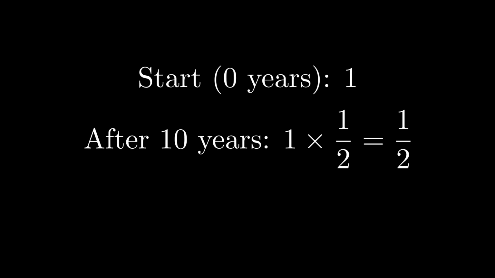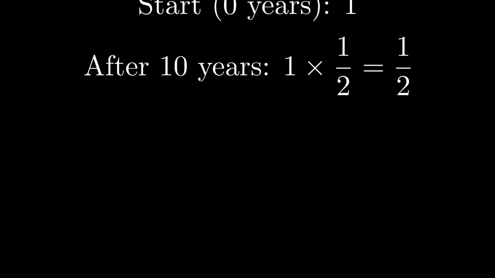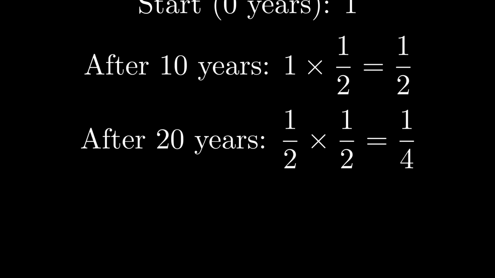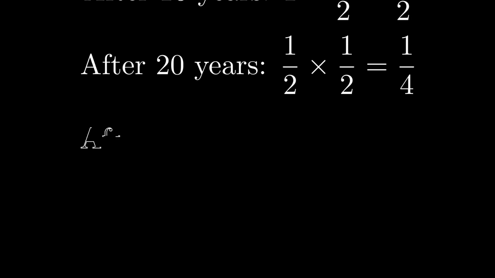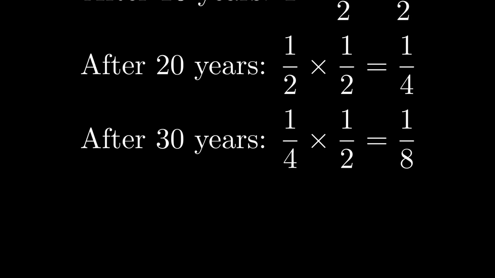One way to solve this is to track the amount of the element step by step. Let's see what happens every 10 years to establish a pattern. At the very beginning, at year 0, we have the full amount, which we can represent with the number 1. After the first 10 years, the amount halves, leaving us with 1/2. After 20 years, this remaining amount halves again, which gives us 1/4. After 30 years, it halves again to 1/8.